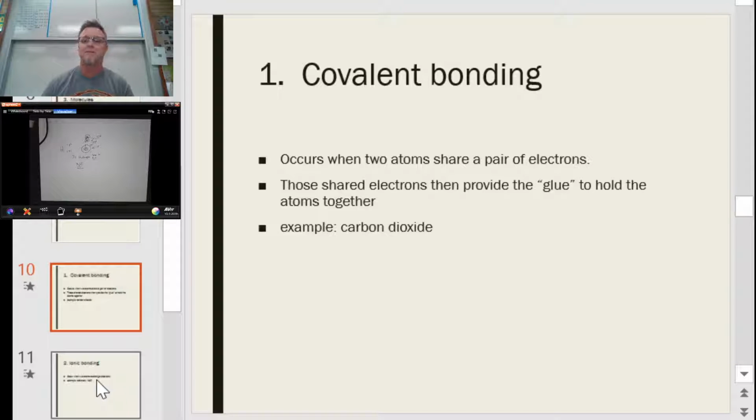Same thing for hydrogen. Now, when atoms interact with other atoms, they form bonds. It's kind of like friendships or relationships, right, that these guys can form with one another. One type of bond is a covalent bond. Covalent bonds occur when atoms actually share electrons with one another. That sharing of electrons is kind of like the glue that holds them together.